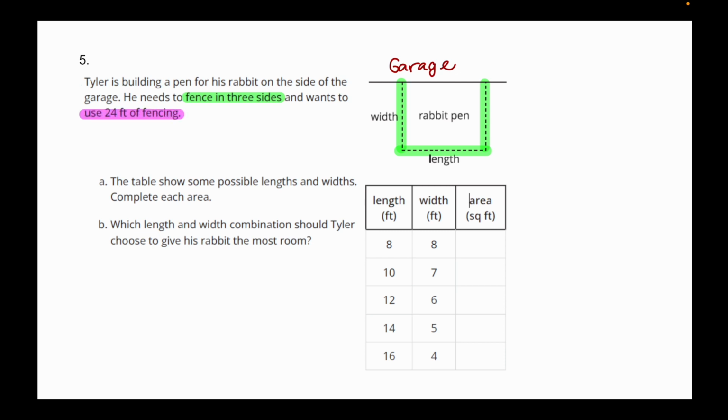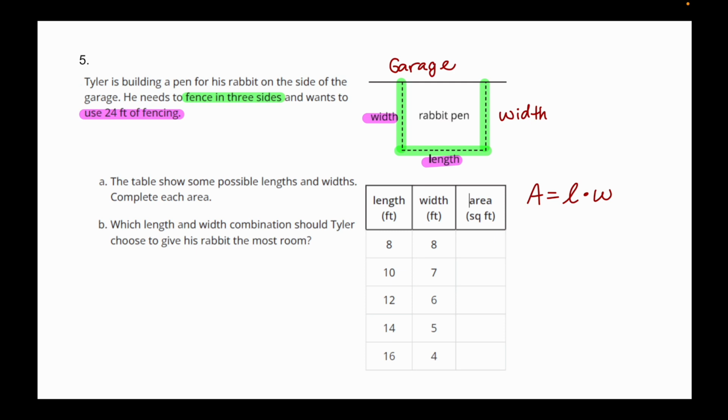So they are specifically telling us that we have a width and a length. I am also going to tell you that this side on the right is also considered the width. So we have 2 widths, but 1 length. So it says the table shows some possible lengths and widths, and we want to complete each area. So in this case, we don't have to come up with lengths and widths, but the area is always going to be our length multiplied by our width. So we're going to multiply these out and fill in our table.